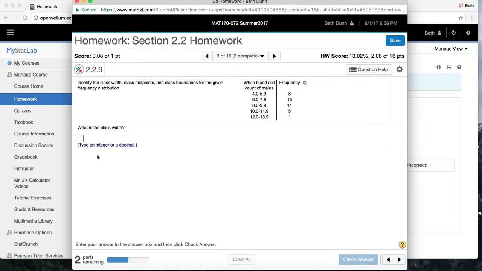Another thing I want to indicate is you want to pay attention to the instructions. Here it says type an integer or a decimal. So make sure when you're writing your answer, you're using the form of the answer that MyMathLab is asking. A lot of times students think that they're putting the right answers in there, but they are not following those directions. So that's another one of my hints.